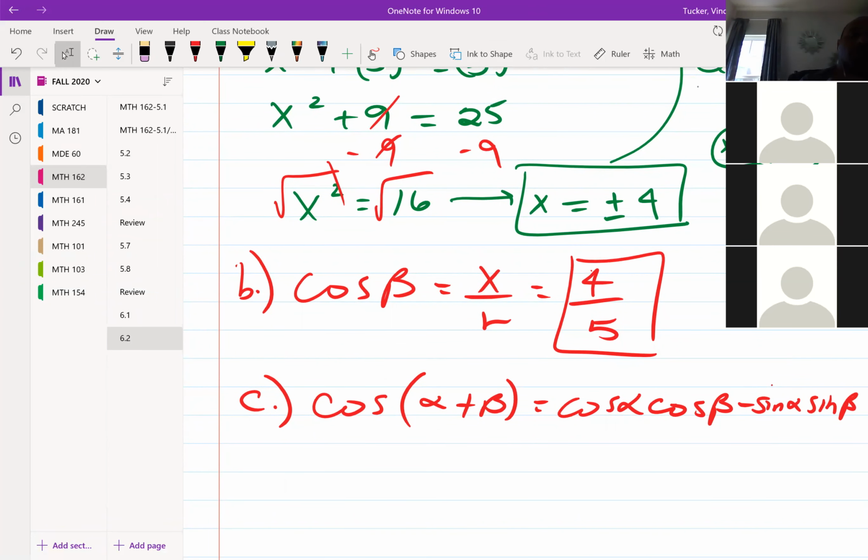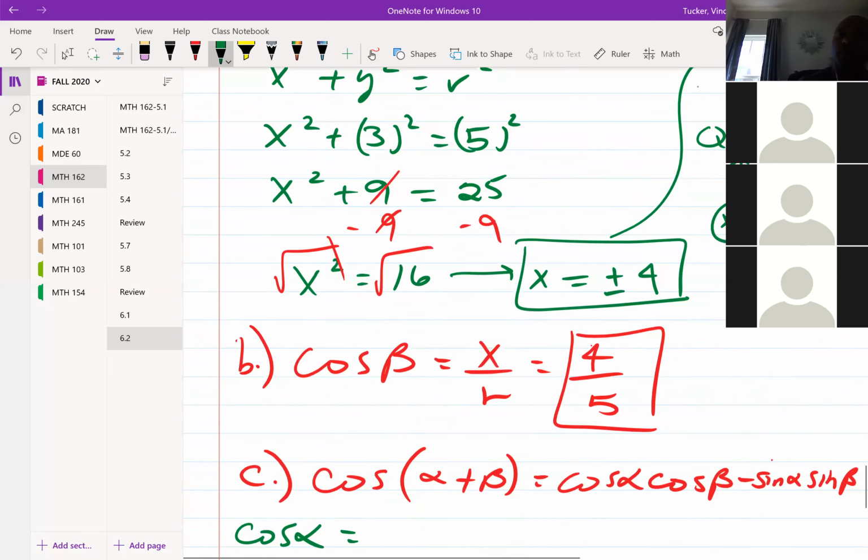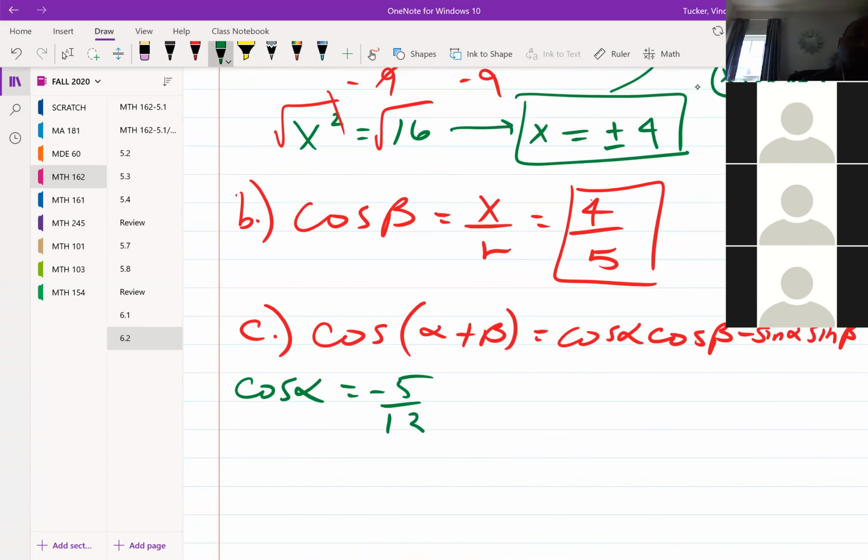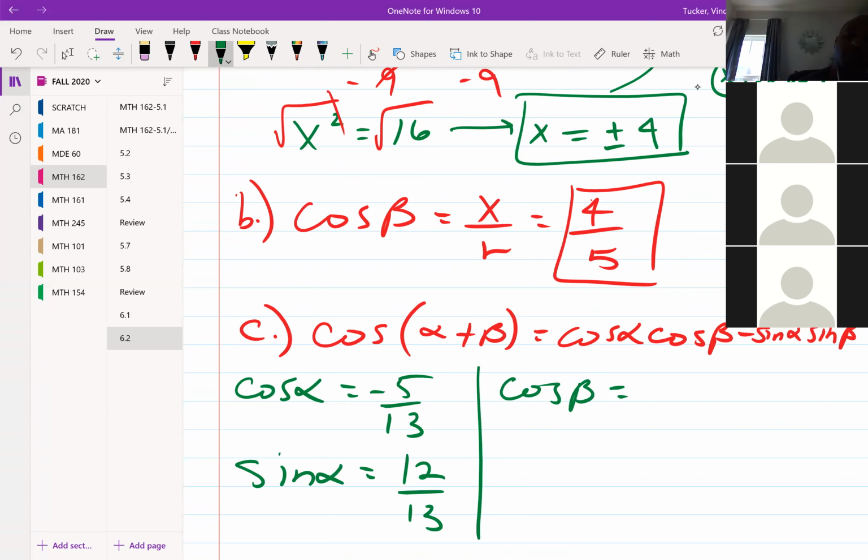So I guess I'll go ahead and rewrite all of my established pieces. Cosine alpha was -5/13. Sine alpha, 12/13. Cosine beta, 4/5. Sine beta, 3/5.